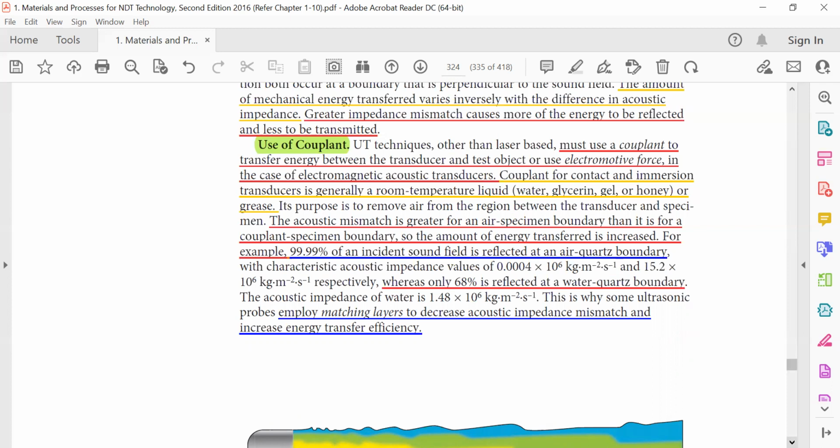For example, 99.99% of an incident sound field is reflected at an air quartz boundary, whereas only 68% is reflected at a water quartz boundary. Employ matching layers to decrease acoustic impedance mismatch and increase energy transfer efficiency.